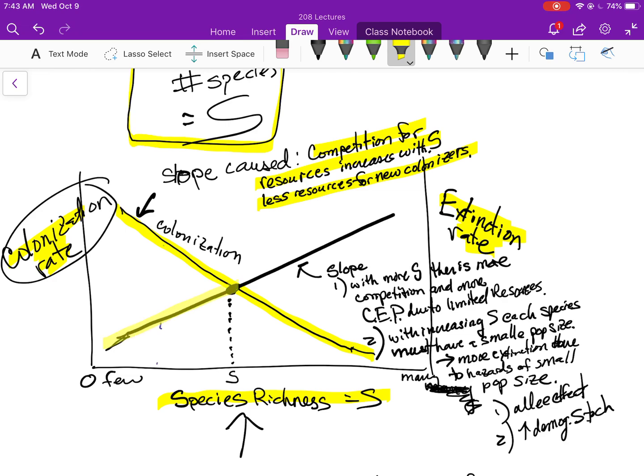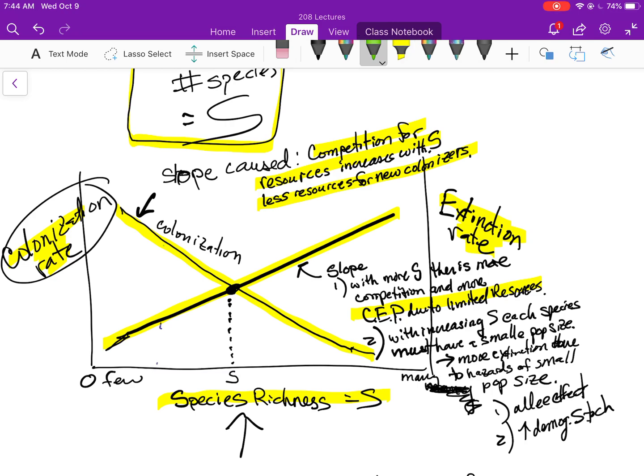As we look to the extinction side, there are two explanations for the slope of that curve, and both are directly dependent on the number of species. The first is that when there are more species on the island, there is more competitive exclusion due to limited resources, so competitive exclusion will increase the extinction rate. The second is that with increased S, each species must by definition have a smaller population size because there's a limited amount of space and resources on the island. So all the problems associated with a smaller population are in effect, like the Allee effect, which we've talked about, and demographic stochasticity. Both will increase the rate of extinction.